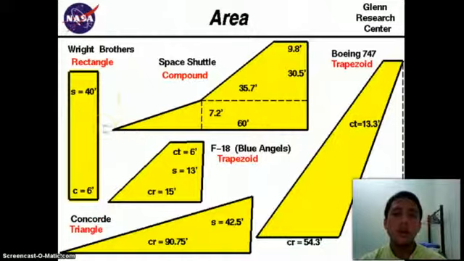So this is the example of wings. This is the Wright brothers wing, rectangle shape. This is the Space Shuttle wing, a combination of three shapes: trapezoid, rectangle and triangle. This is the F-18 Blue Angels wing, trapezoid shape, this is the Concorde wing, triangle shape, and this is the Boeing 747 wing, trapezoid shape.